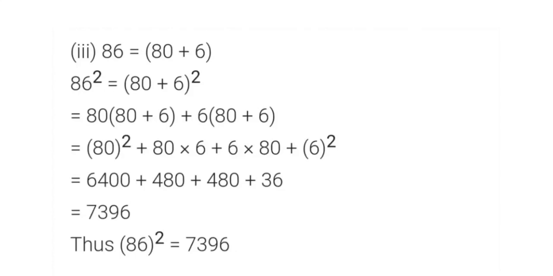See one more, 86. 86 we can write as 80 plus 6. So 80 into 80 plus 6 and plus 6 into 80 plus 6. So 80 into 80, 80 square, plus 80 into 6 plus 6 into 80 and plus 6 into 6. So 80 square is 6400. 80 into 6 is 480. 6 into 80 is 480 and 6 square is 36. So the sum is 7396 and this is the square of 86.